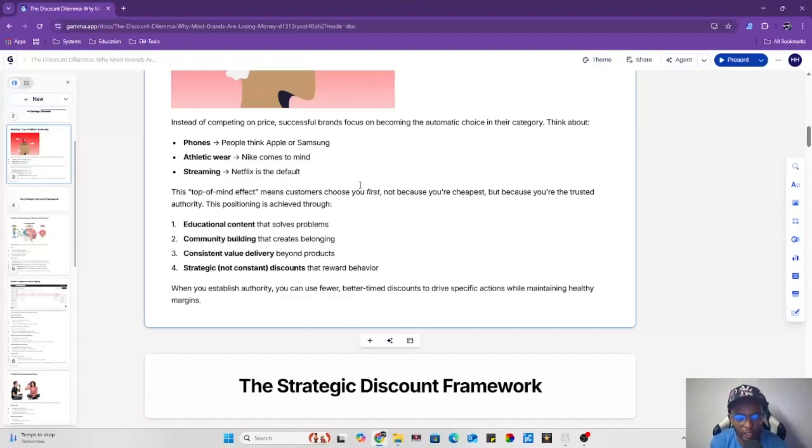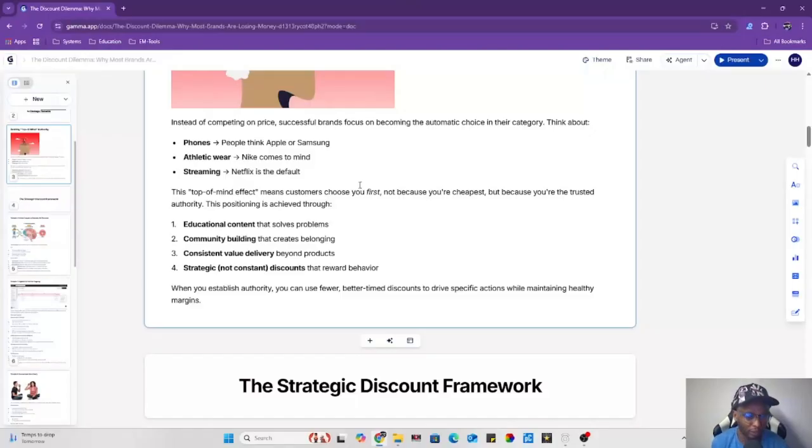This top-of-mind effect means customers choose you first, not because you're the cheapest, but because you're the trusted authority. So when people think about buying things, sometimes they don't even think about the price, because remember, people are willing to pay a large amount of money for the things they really like and for the brands that actually put in the work to prove they are the authority in that category.